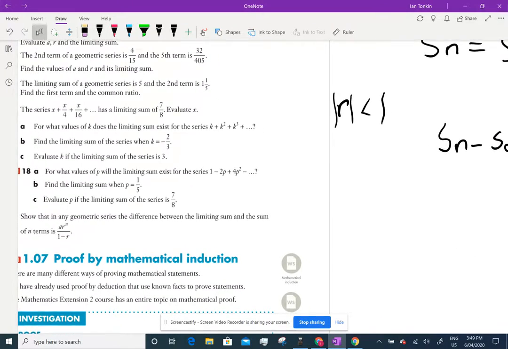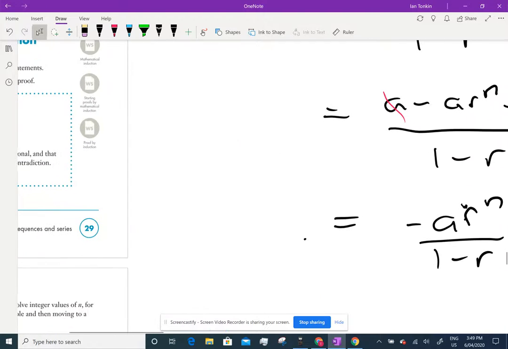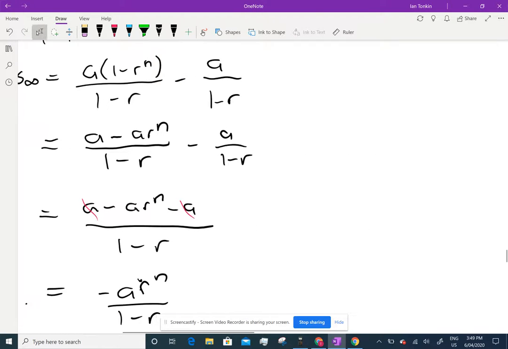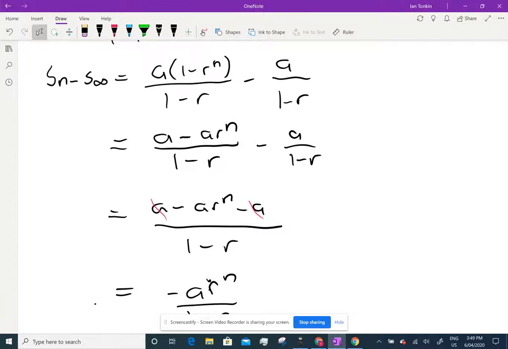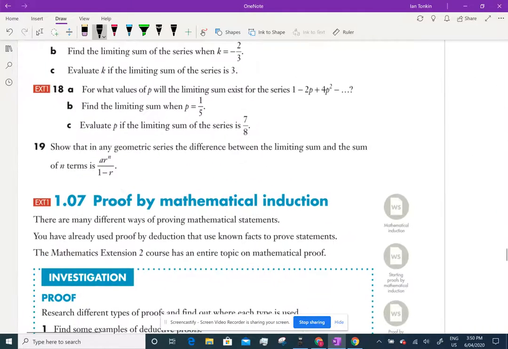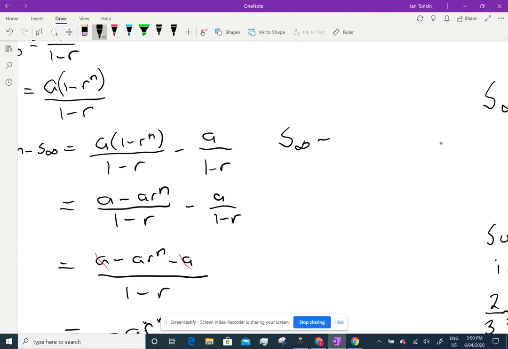Now, why have I got a negative there? Is my 1 minus R around the right way? If I did the subtraction the other way, I would get it. Did I do it the right way around? Show that in here, so the difference between the limit, yes, I subtracted them the wrong way round. So S of infinity minus S of n, and you can see what's going to happen.